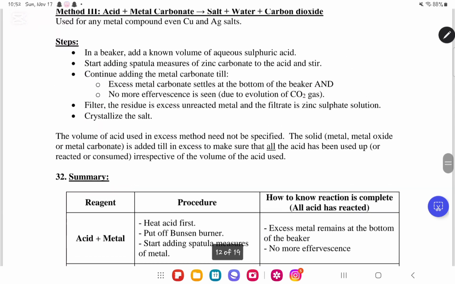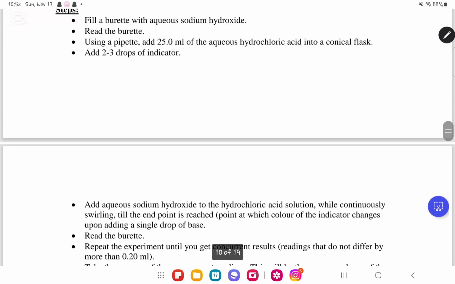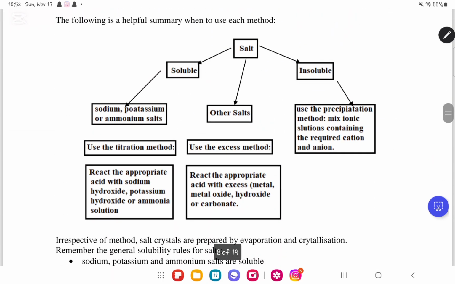If you go up to the diagram over here, they said you use the titration method when we are talking about Na+, K+, and ammonium salts, which is NH4+. So we do not have any of these ions. We're not going to use it. However, we have another salt which does not include these ions. So we're going to be using an excess method where we react the appropriate, a proper amount of acid, with extra metal oxide, hydroxide, or carbonate.